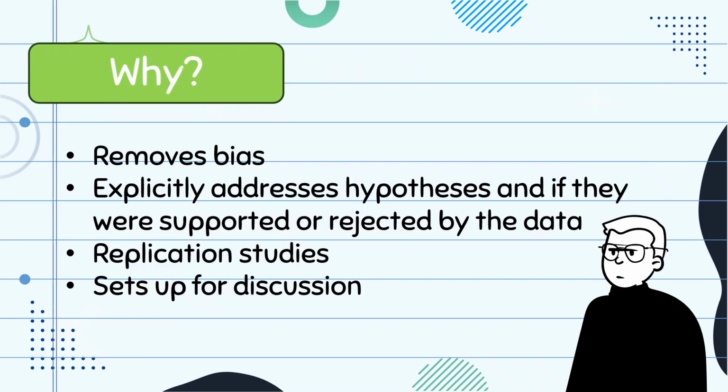So why would you write a results section? First, it removes bias by presenting your data without analysis and without really personal input. It also explicitly addresses the hypotheses and if they were supported or rejected by the data. This is important because it sets up really well for the discussion, where you're going to go into more of the nuance, and that's where you'll get to take that data that's been presented quite objectively and use it to tell the story that you are seeing with the data.